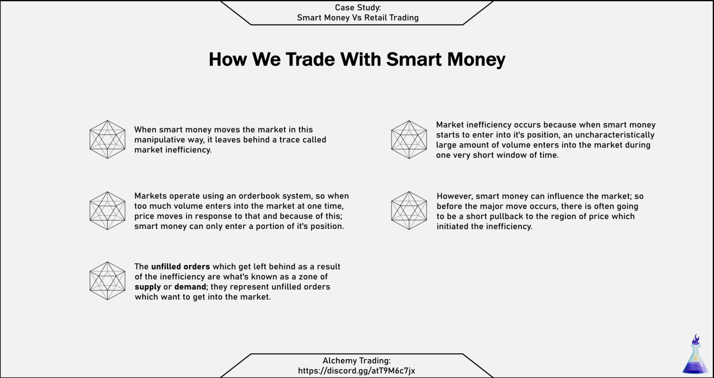It represents unfilled orders which want to get into the market. So I'm just going to briefly explain that again. Smart money gets into the market, and when they do, they move the market very quickly, and as a result of that, not everyone who wanted to get into the market at that previous price point was able to get in. So as a result of this, you get orders that are left behind, and that's called supply or demand.